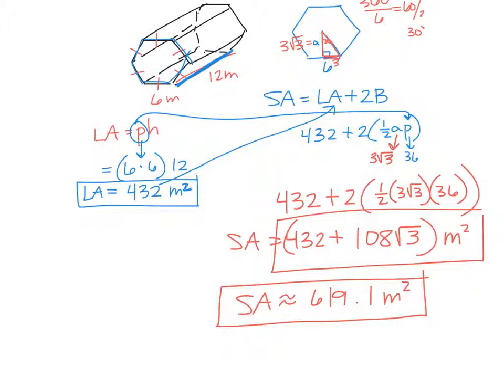Okay, here's the good news. This is what you're doing today. Tomorrow, you're doing this exact same thing with a cylinder instead. So the only difference now is your base is a circle. What's the area of a circle? Pi r squared. What's the circumference of a circle? Pi d, okay? So you're gonna use pi instead tomorrow, but it's the exact same process, okay?